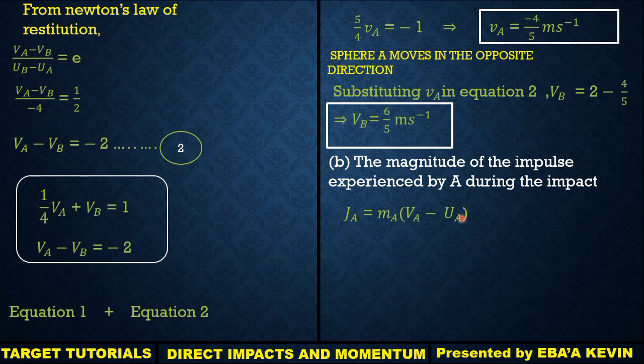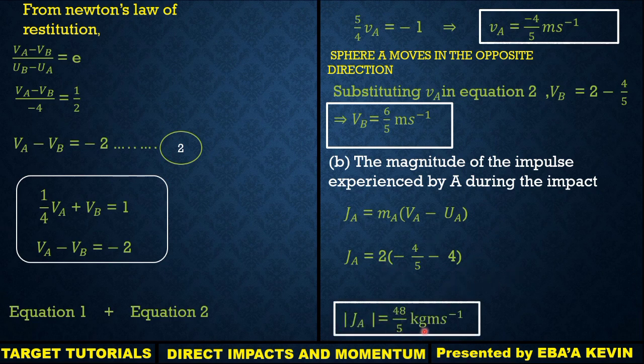We have the value of MA, the value of VA, and the value of UA. Simply replacing those values into this formula, we obtain GA equal to 2 times (negative 4 feet minus 4). We obtain the value of GA to be equal to negative 48 divided by 5. But since we are being asked for the magnitude of the impulse experienced by A during the impact, we obtain the magnitude of GA to be equal to 48 divided by 5 kilogram meters per second. Always include the units, very important.